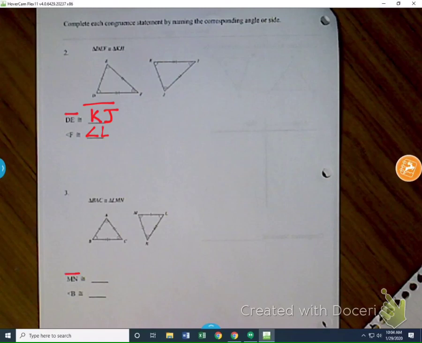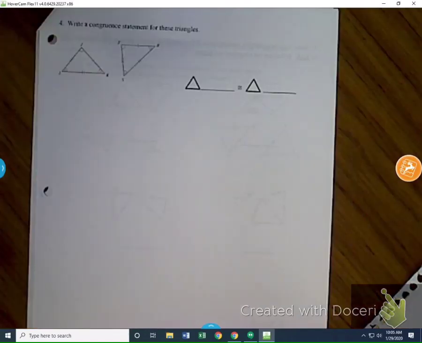Okay, MN. What does MN pair with? AC. And what does angle B pair with? Angle L. You could have had 3 different answers. Give me one answer. Raven? JKL. I don't know. JKI, that's fine. So JKI is congruent to what? TRS. Perfect, TRS.